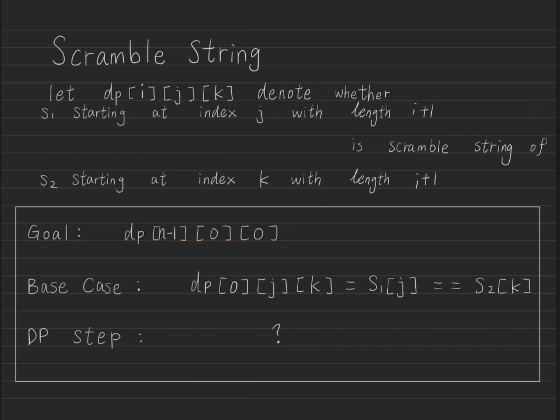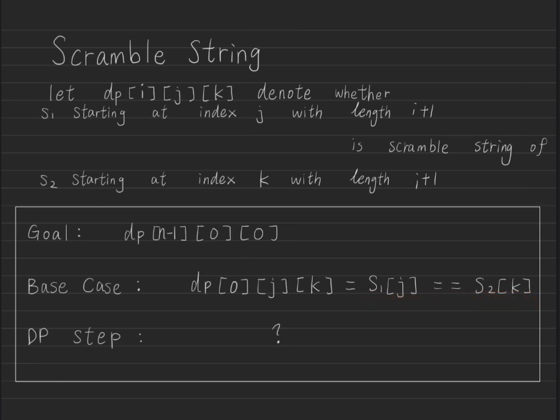This is the full length of S1 starting at index 0 and the full length of S2 starting at index 0. For the base case, where i equals 0, this is when we're looking at each individual character. So they are scramble strings if the two characters are equal. In other words, if S1[j] is equal to S2[k].